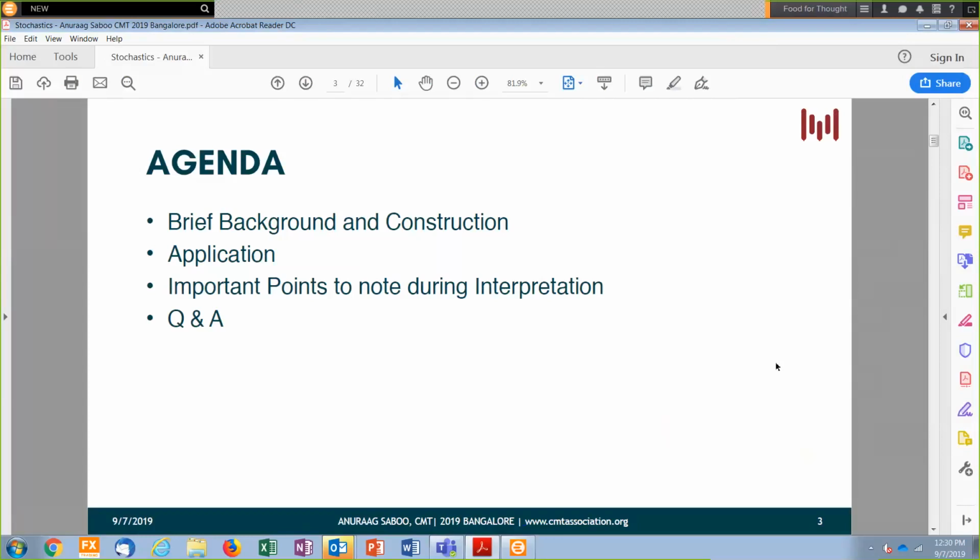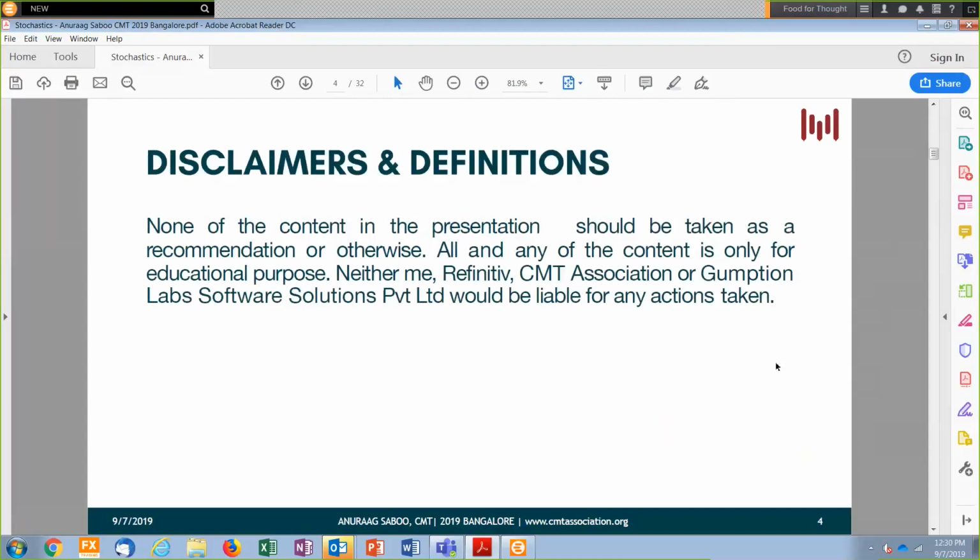Okay, so let's begin with our agenda today. As usual, we begin with a slide on disclaimers and definitions. None of the content in the presentation should be taken as a recommendation or otherwise. All of the content is only for educational purposes. Neither me, Refinitiv, Safety Association, nor Junction Lab Software Solutions Private Limited would be liable for any action taken. Okay, so now we are done with the standard disclaimer.